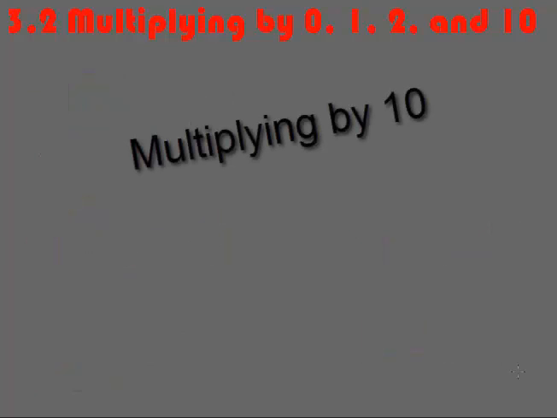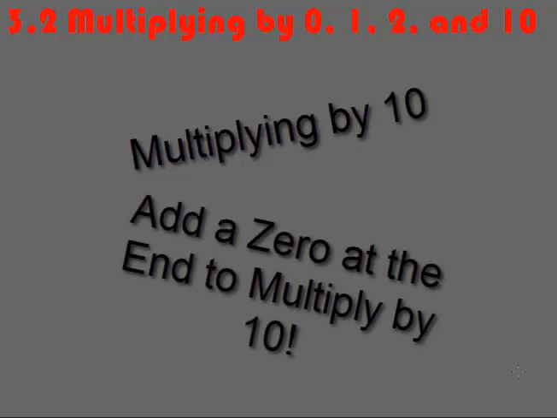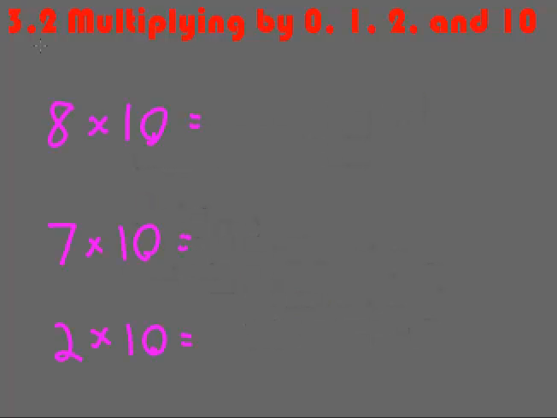Our last example today is multiplying by 10. Anytime we multiply by 10, we just add a 0 to the end of the number. It's as easy as just adding a 0 to the end of the number. On the screen, I've written 8 times 10, 7 times 10, and 2 times 10.